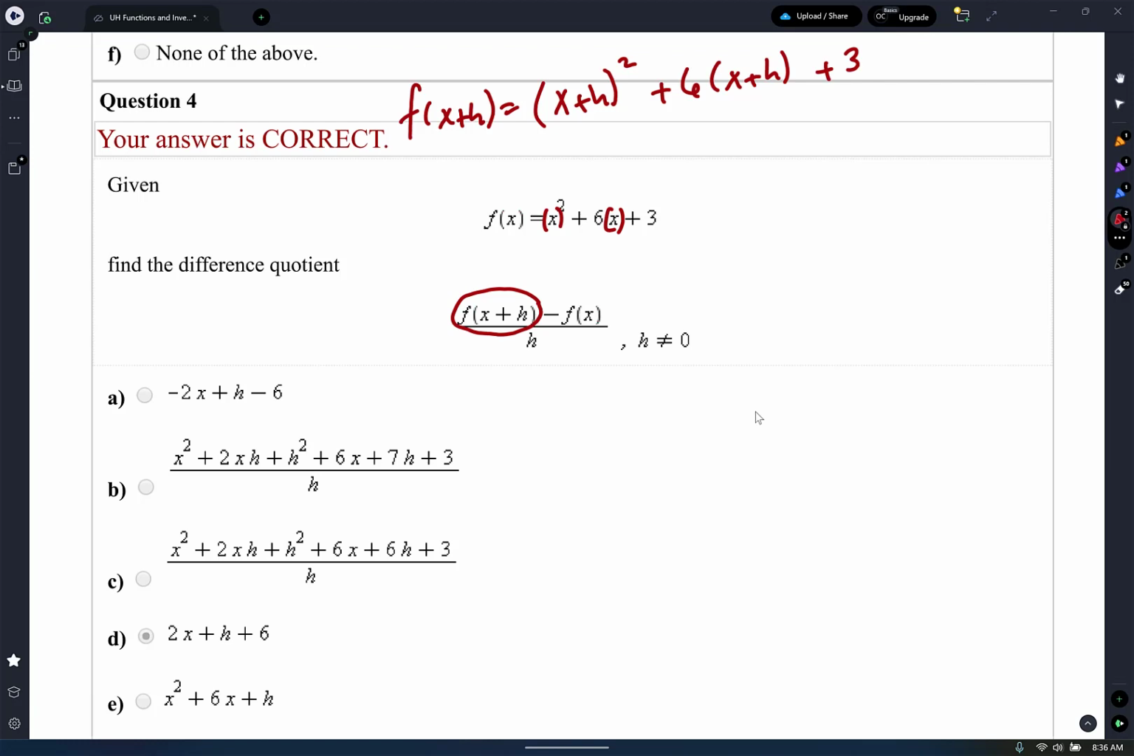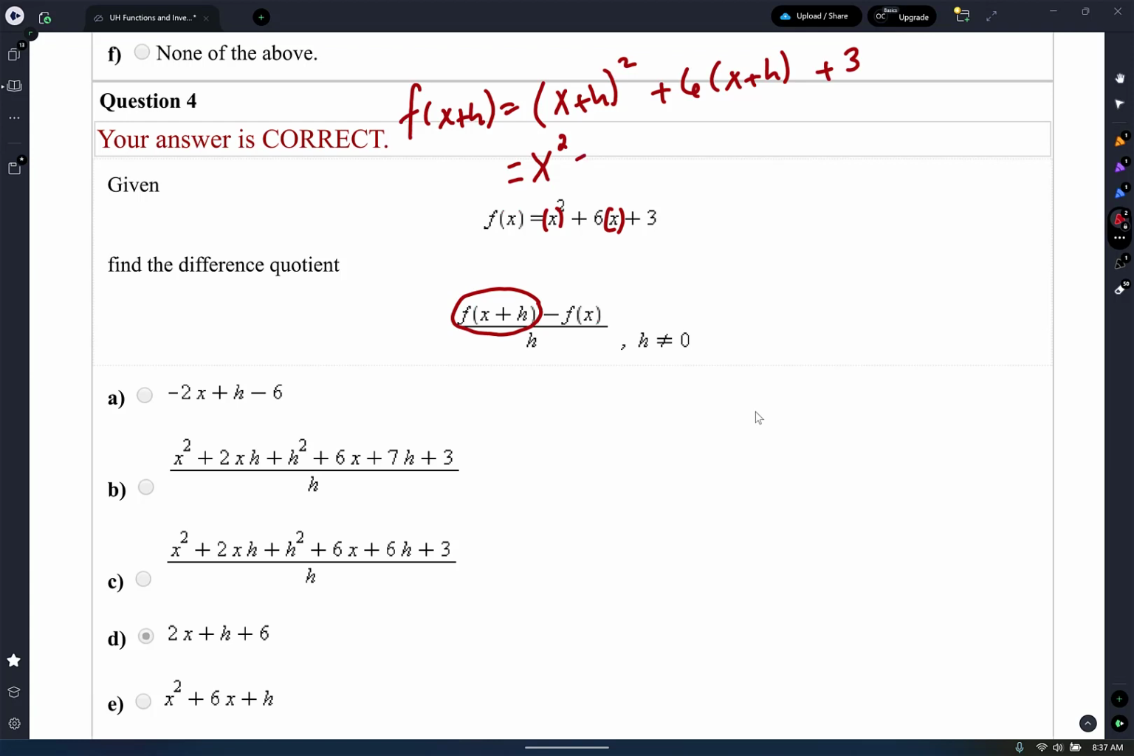Are we still okay? Let me know, guys. Do we have any issues with that? Okay. Next, I'm distributing. I'm multiplying x plus h times x plus h. What's x times x? X squared. Then I'm going to have x times h.